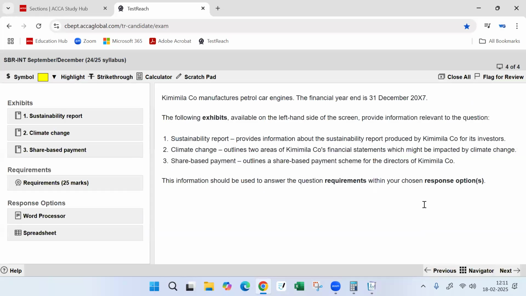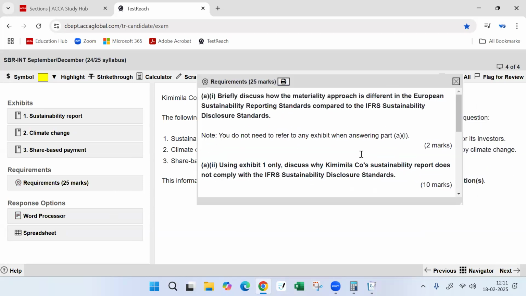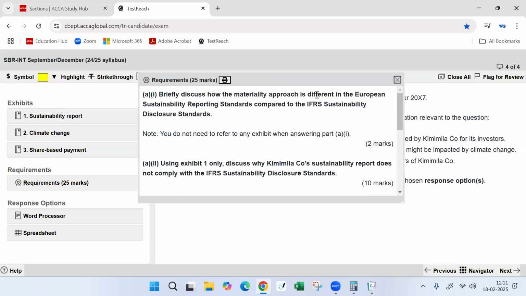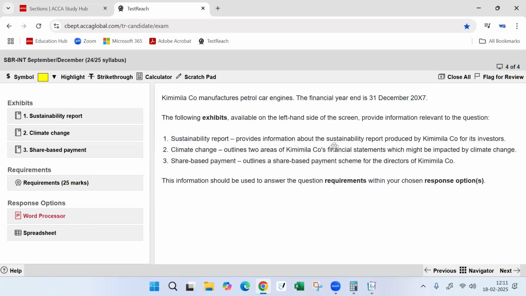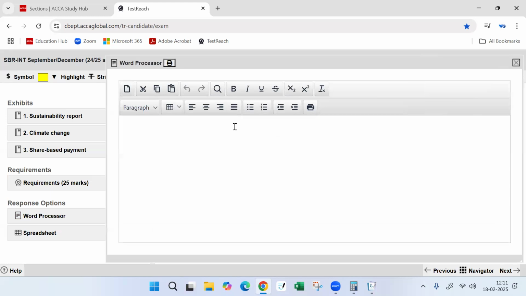Let's go to the next question. Now, this question is a very important question because it's something that is affecting our new topic, which is sustainability reporting. And it's a core theory question. It's also a little bit difficult question if you look at the requirement. Firstly, the requirement: briefly discuss how the materiality approach is different in European standards compared to IFRS disclosure standards. So that is very simple. Whenever I see direct theory questions, immediately I will try to answer it. So those 2 marks are done and dusted.